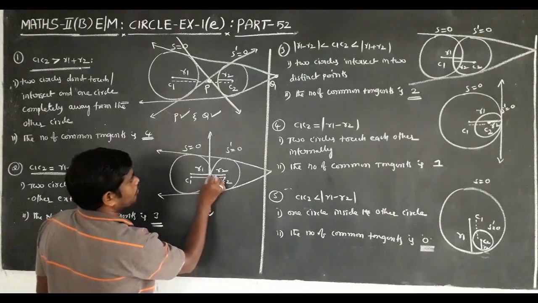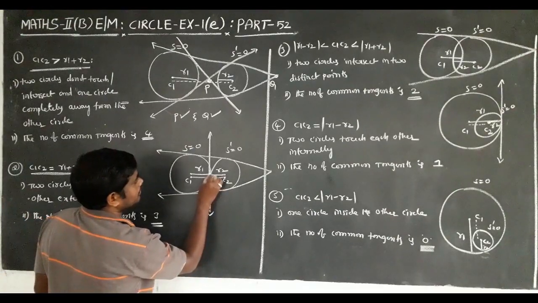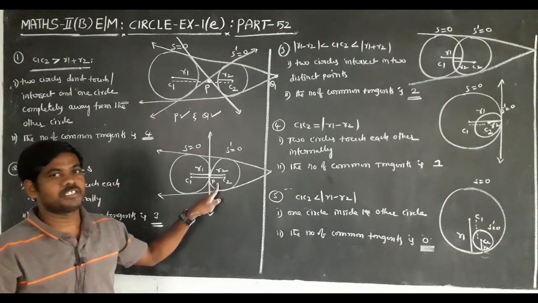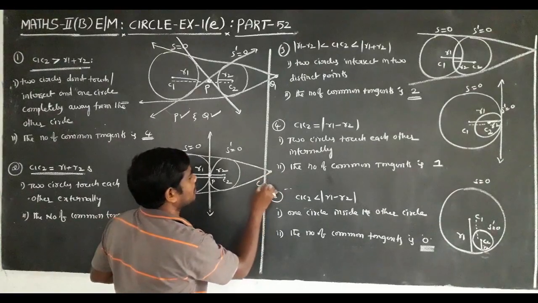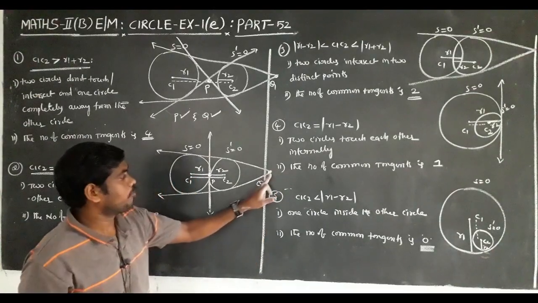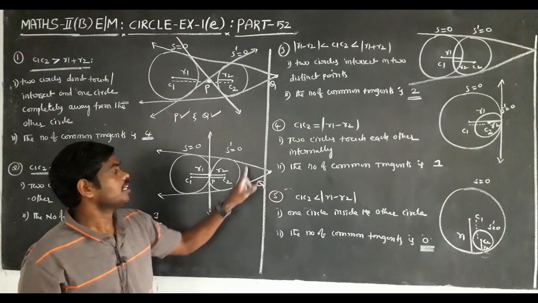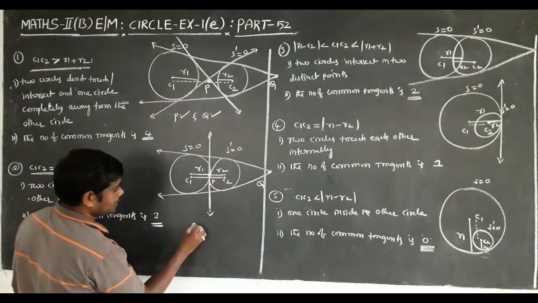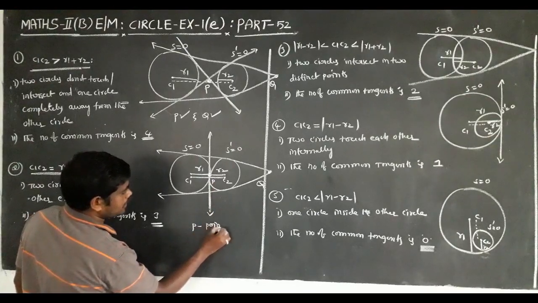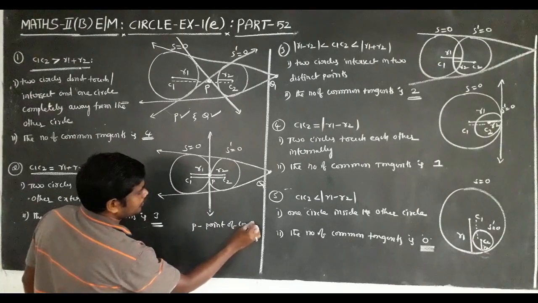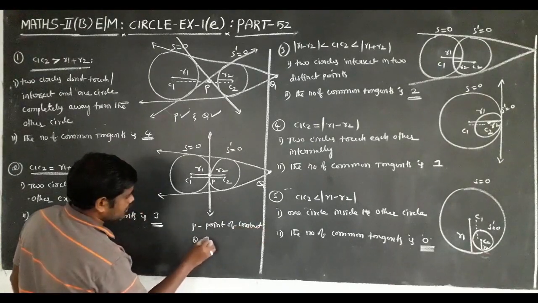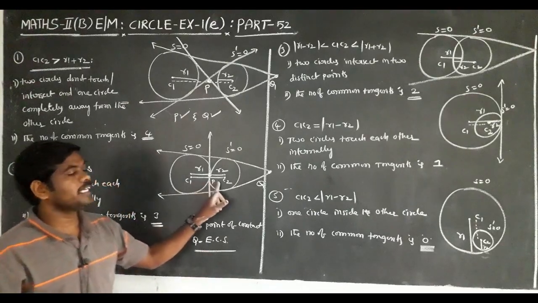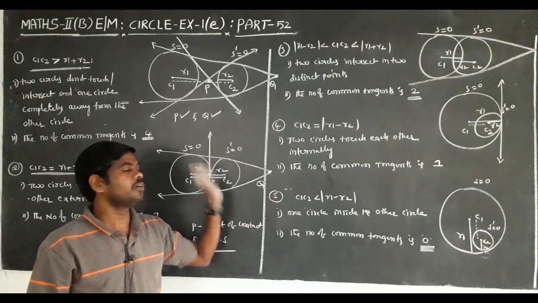This is the point of contact. P is the point of contact. Here Q also exists. This is the point of intersection of the direct common tangents. Q is the external center of similitude. In this case P exists and Q also exists.